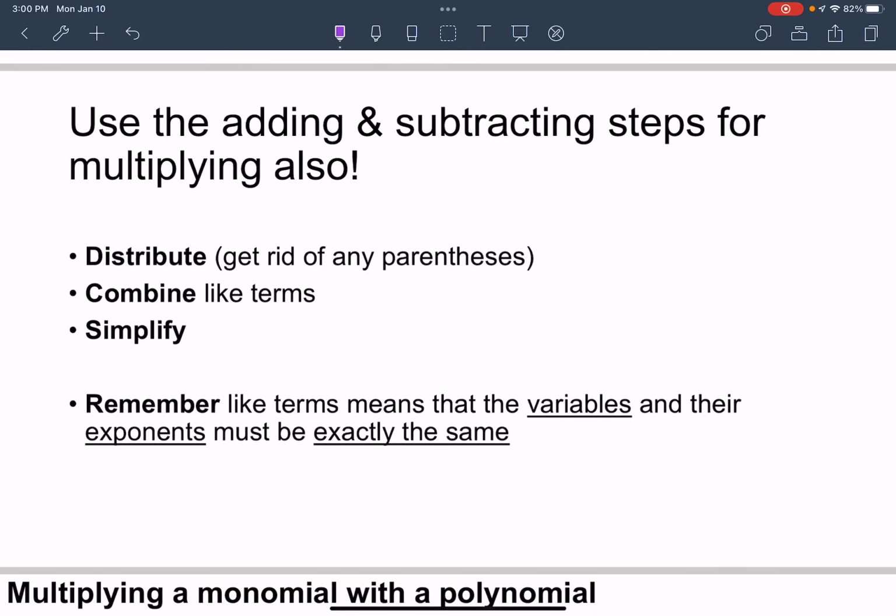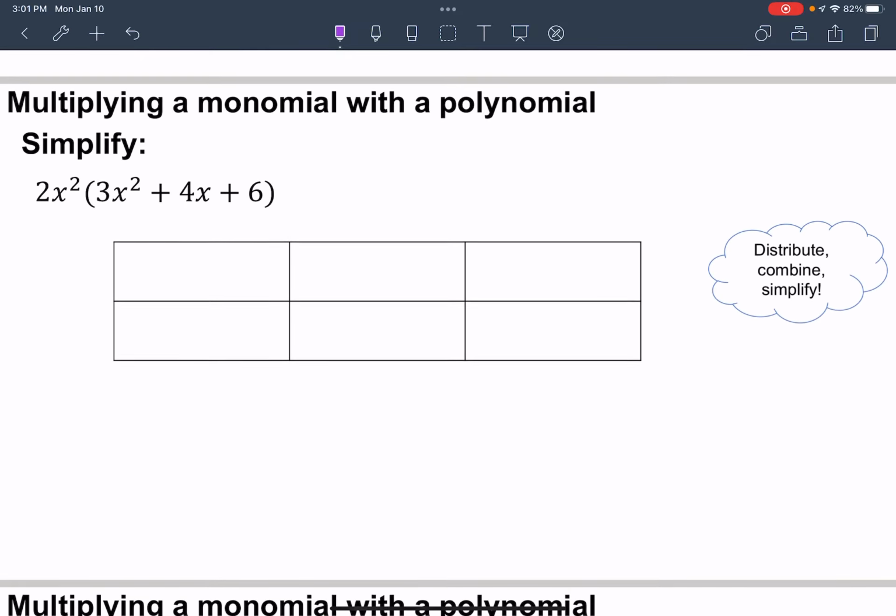You're going to want to start off by distributing to get rid of any parentheses. Then we're going to combine any like terms and simplify. So here's what I mean by multiplying a monomial with a polynomial. So here I have 2x squared. It's sometimes helpful to write this as a chart.